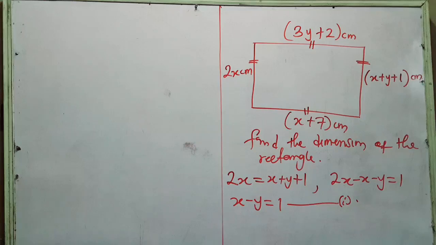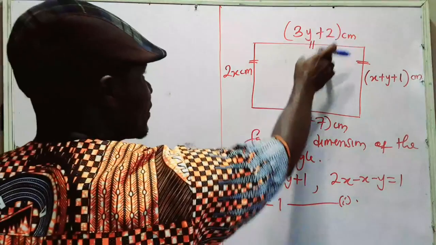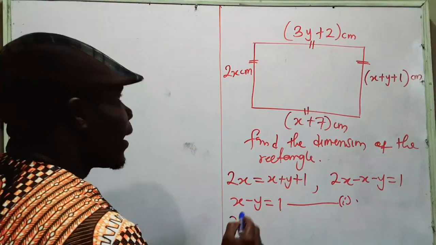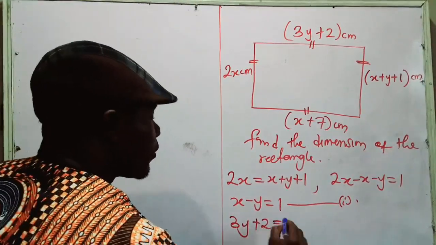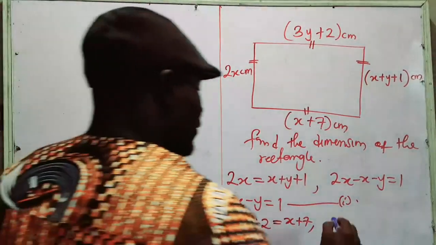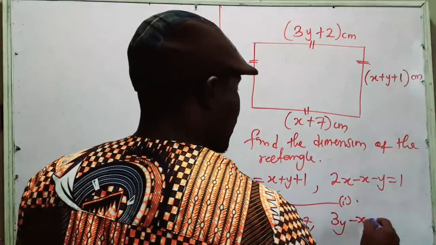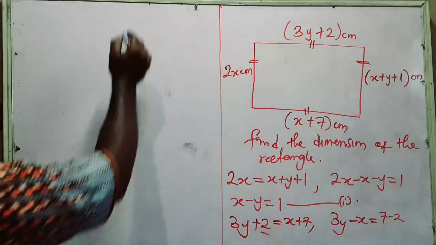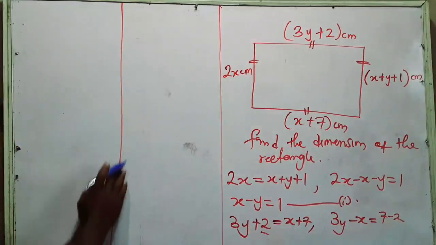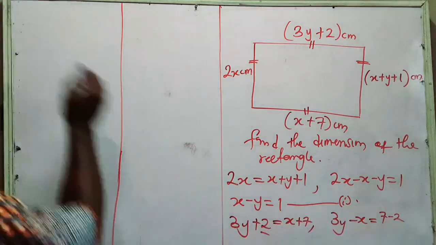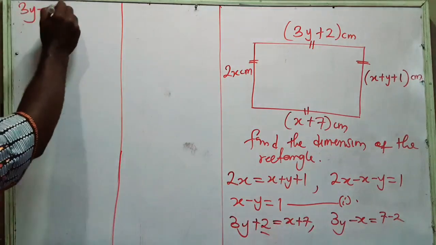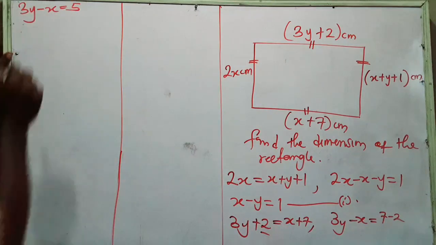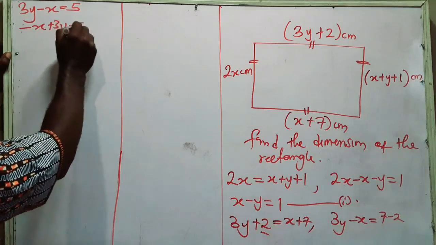And you also know that the value of 3y plus 2 is also equal to x plus 7. So this side is equal to this side. So we have 3y plus 2 is equal to x plus 7. So we have 3y minus x is equal to 7 minus 2, because by the time you take this to the other side. So this will now give you 3y minus x is equal to 5. So let's write minus x plus 3y is equal to 5, equation 2.